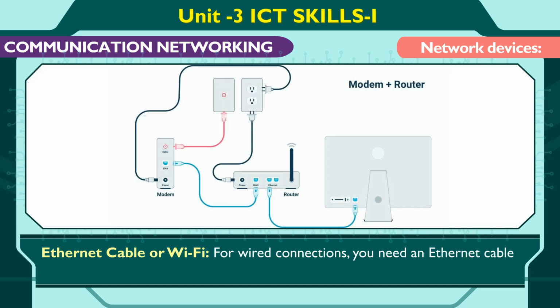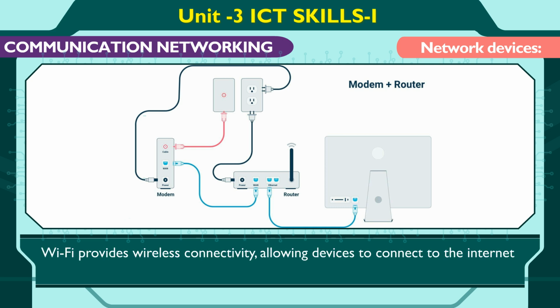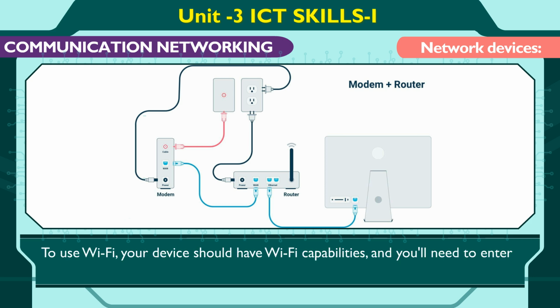Ethernet cable or Wi-Fi. For wired connections, you need an Ethernet cable to connect your device to the modem or router. Wi-Fi provides wireless connectivity, allowing devices to connect to the Internet without the need for physical cables. To use Wi-Fi, your device should have Wi-Fi capabilities and you will need to enter the network's password if it is secured.